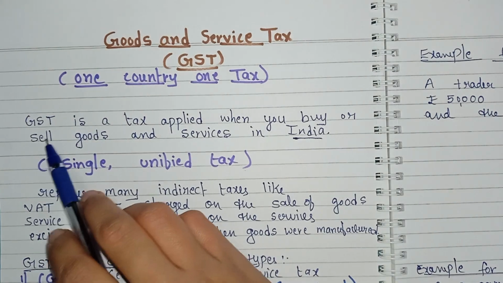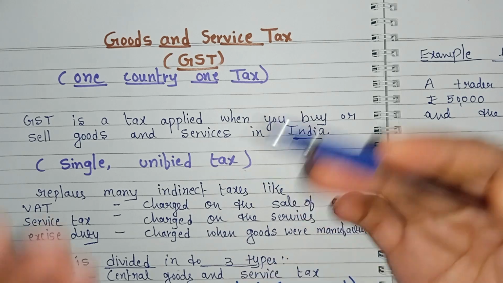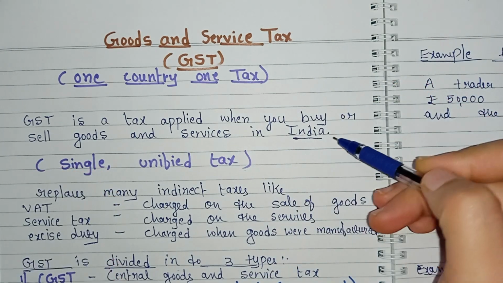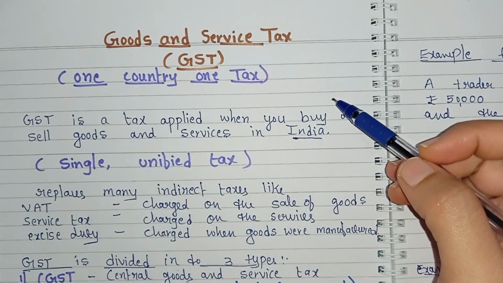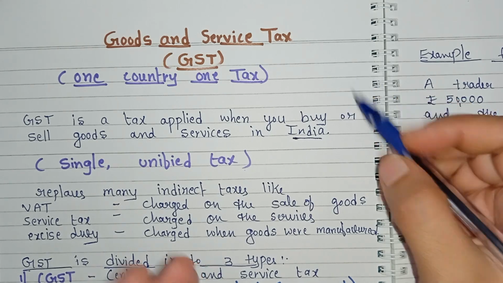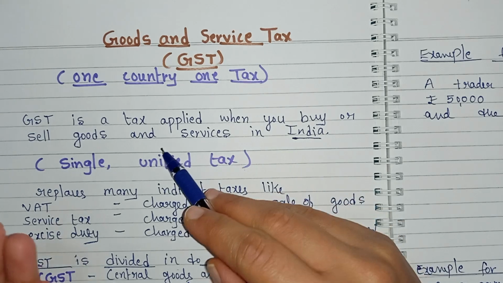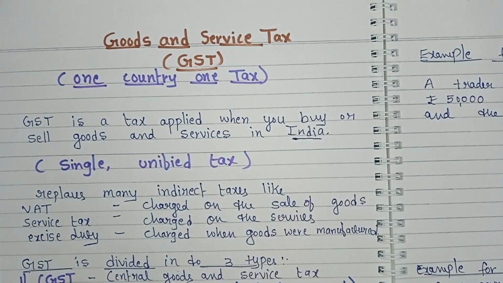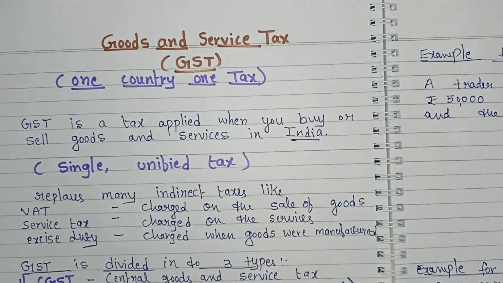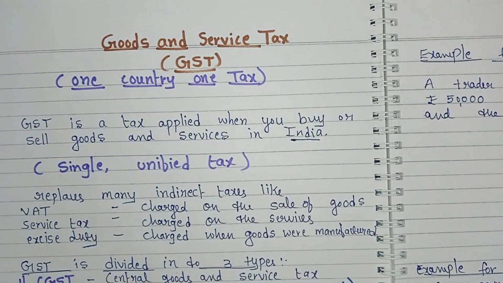GST is a tax applied when you buy or sell goods and services in India. So GST, that means Goods and Service Tax, is applicable when you purchase or sell goods and services in India. It is a single unified tax. What does that mean? It means one country, one tax.